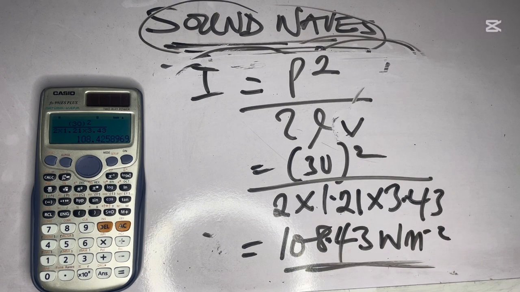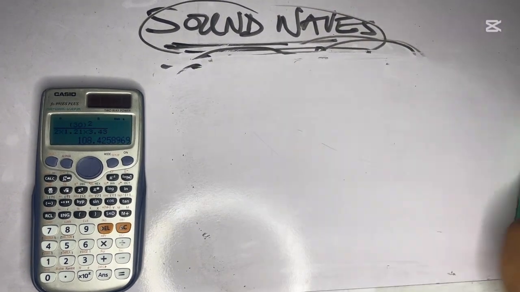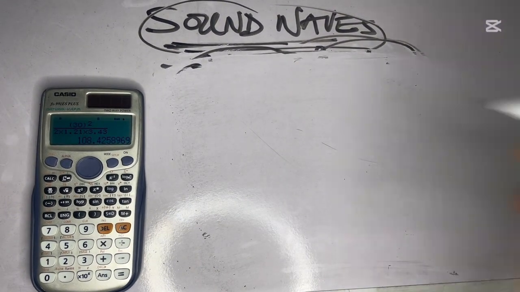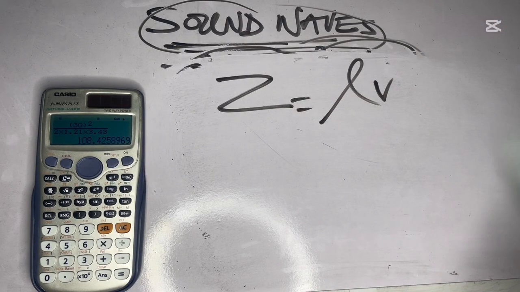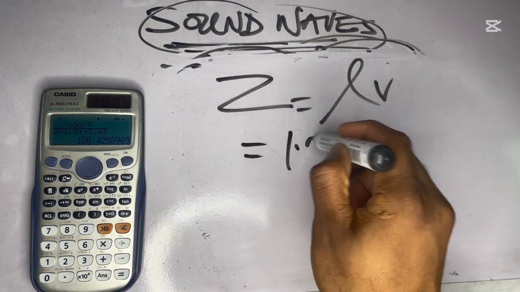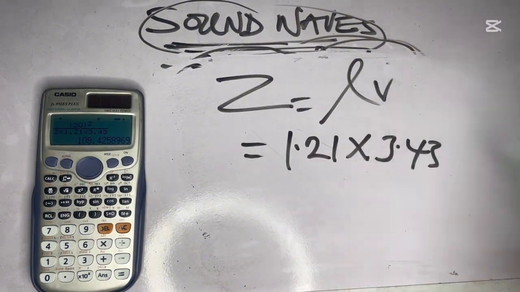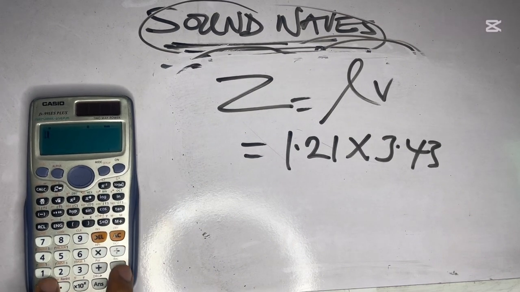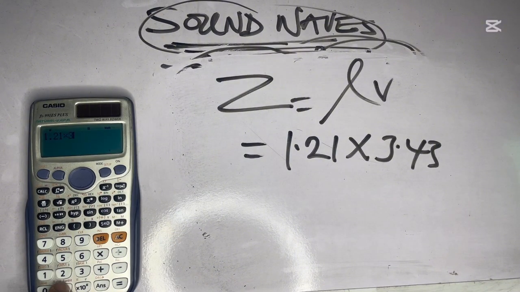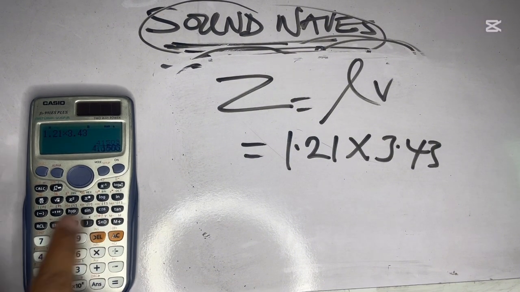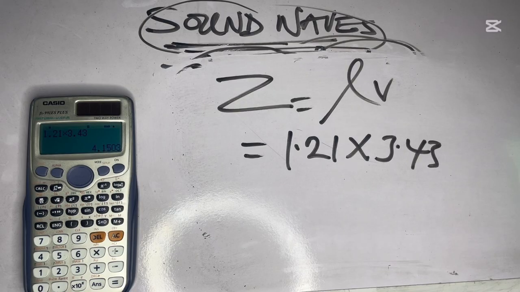Now let us look at the second one, the characteristic impedance. Characteristic impedance, or impedance, is denoted as Z. So Z is equal to the density times the velocity. It's the product of density and velocity. Very simple. So this is 1.21 times 3.43. This will give us 4.15.